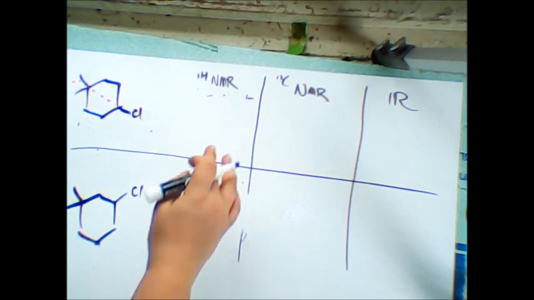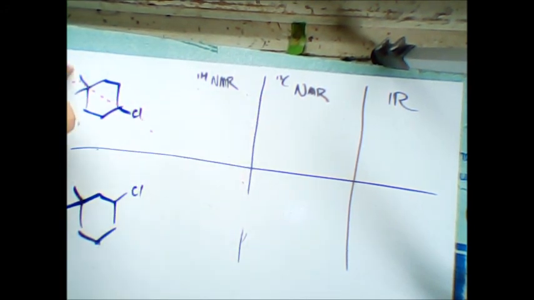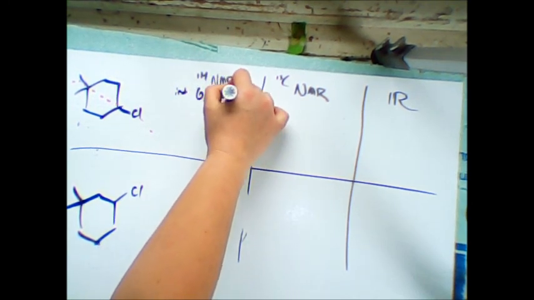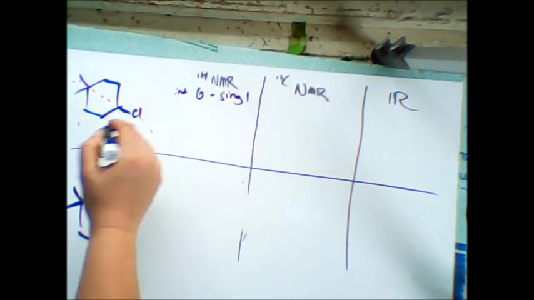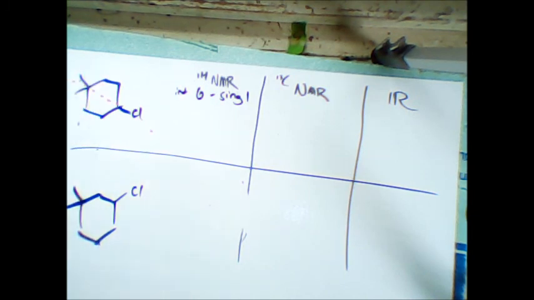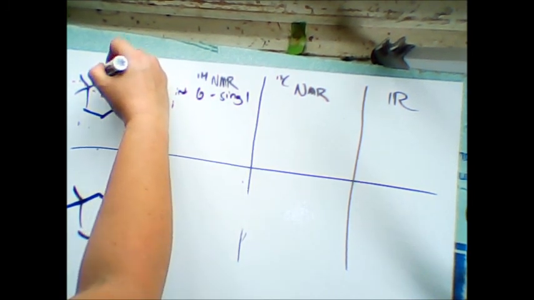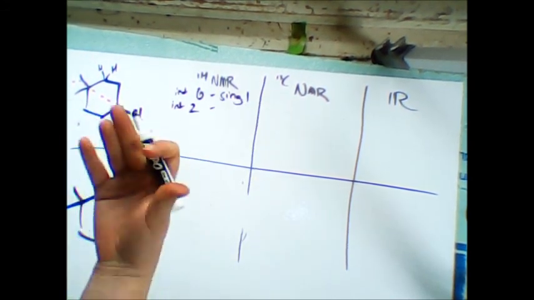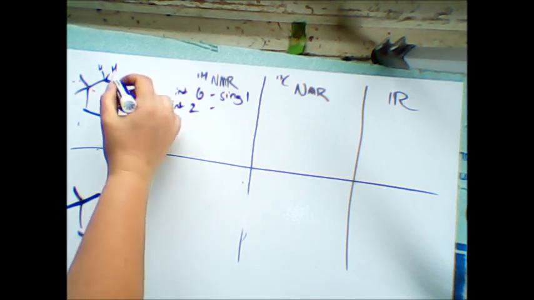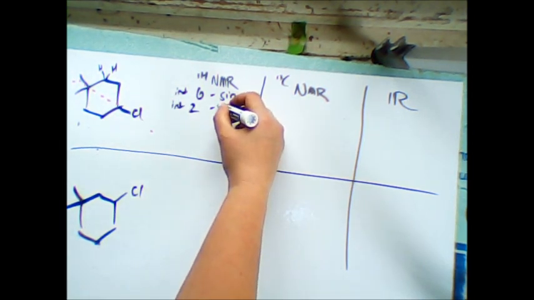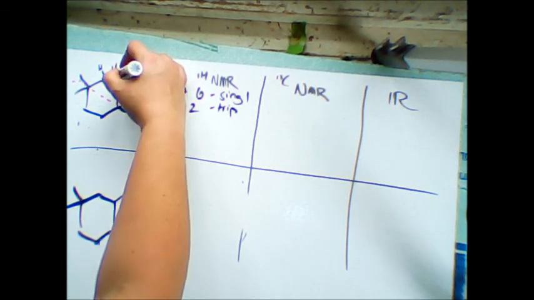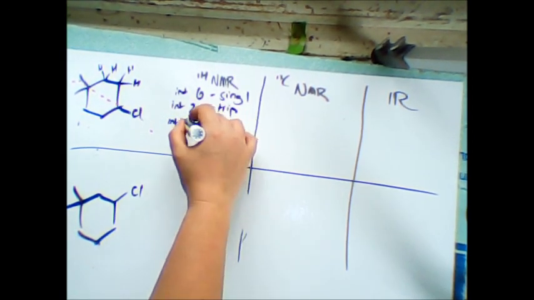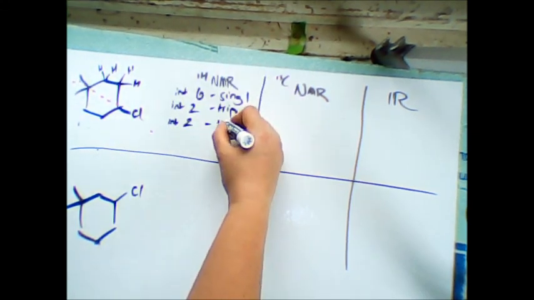So, HNMR, we've got our methyl groups here, which are going to be singlets, because they're not talking to anybody. And next over, we've got 2 hydrogens here that are going to be triplets, because they're only talking to these 2 hydrogens here. And then we've got another 2 hydrogens, which are also going to be a triplet.